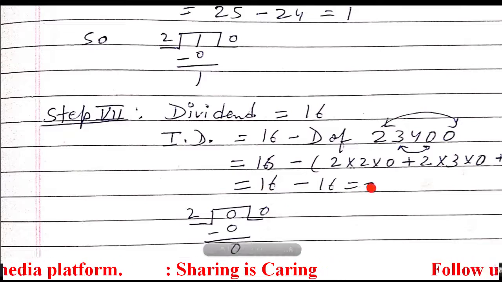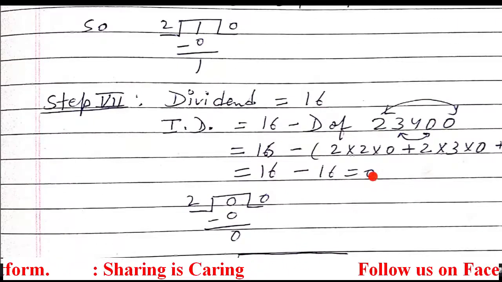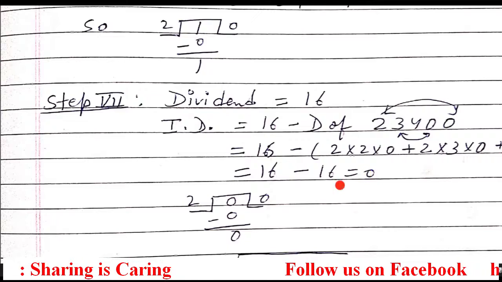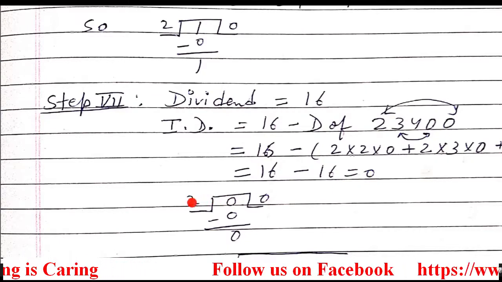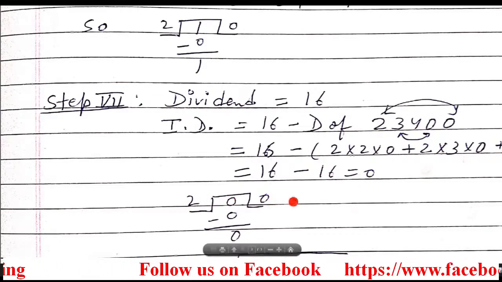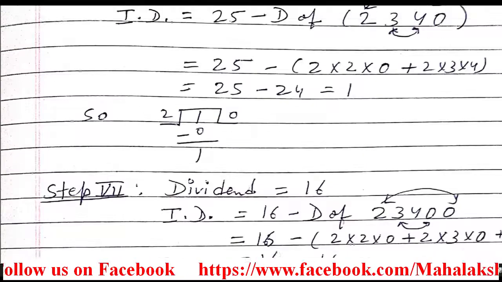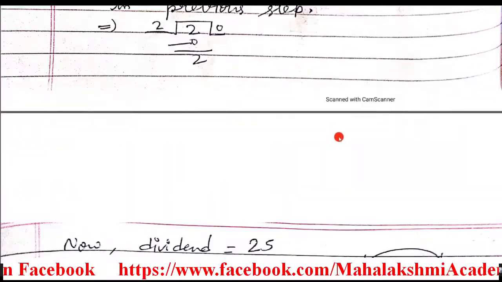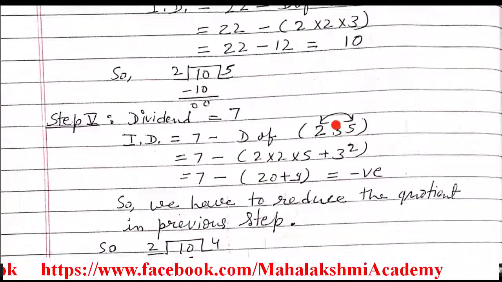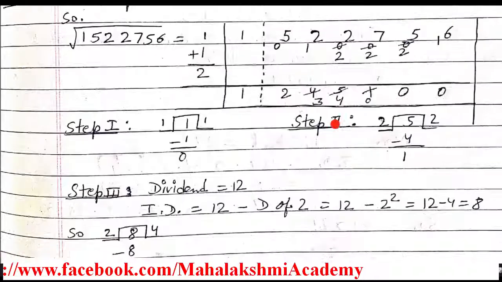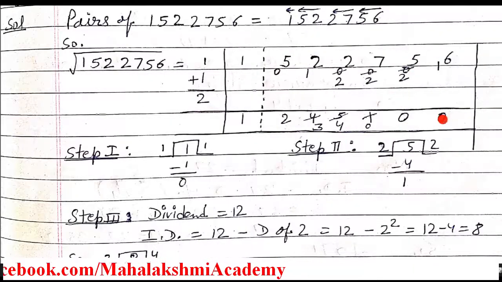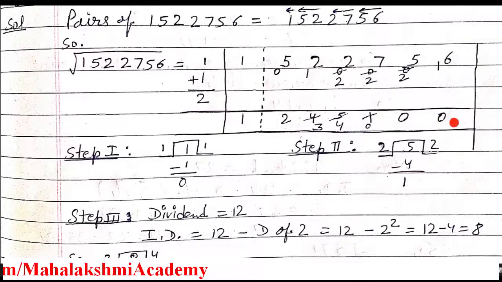So 16 minus 16 is 0. So improved dividend is positive. So divide it. So 0 is the dividend and divisor is 2. So 2 zeros are 0. So quotient is also 0 and remainder is also 0. So enter in the table. Here 0 and to enter the remainder we don't have digits, means it's completed.